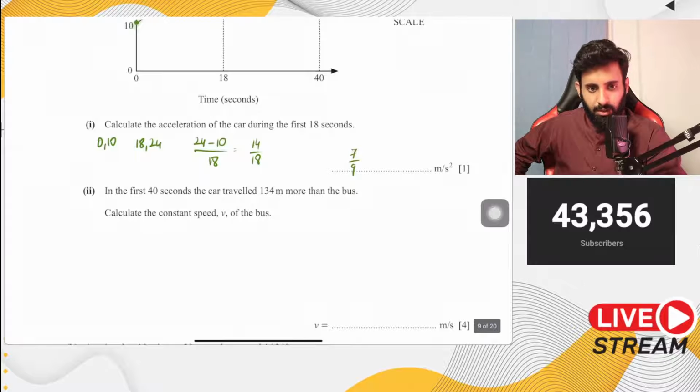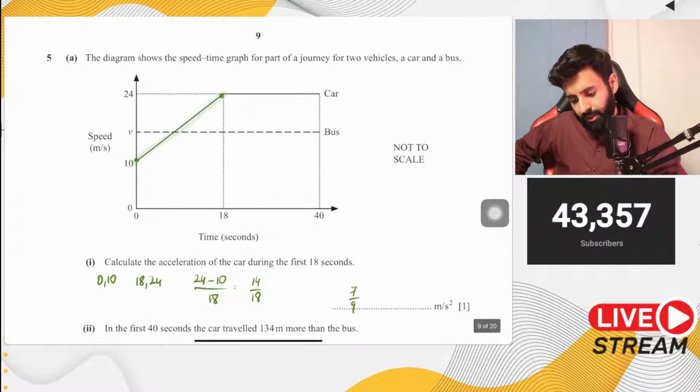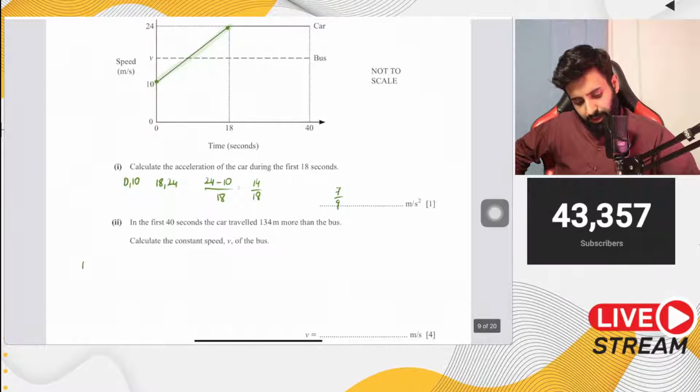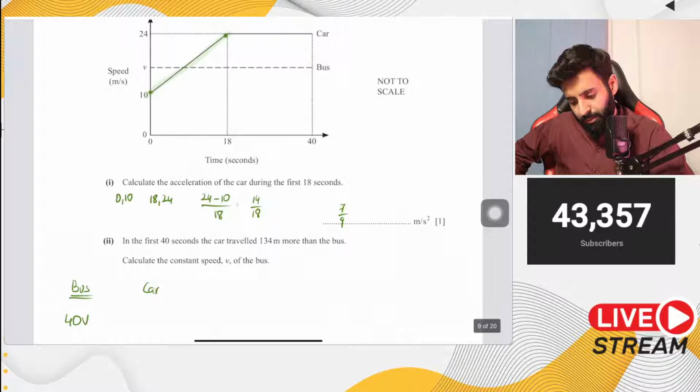In the first 40 seconds the car traveled 134 meters more than the bus. So let's calculate the distance traveled by the bus. That's pretty easy, that's going to be 40v. And then if you calculate the distance traveled by the car, we'll have to divide that up. We'll have to split it up, in fact.